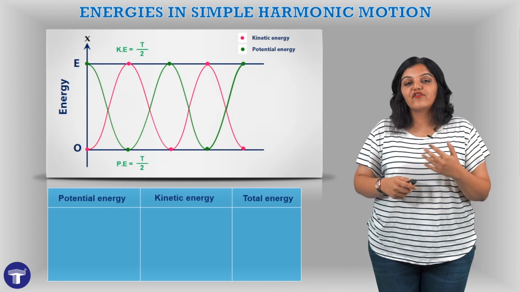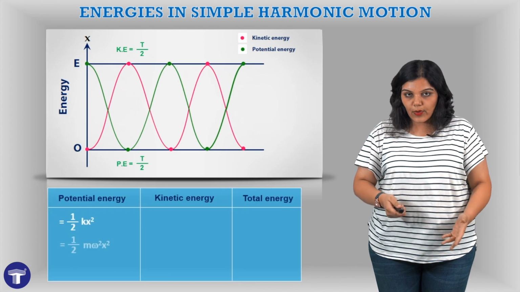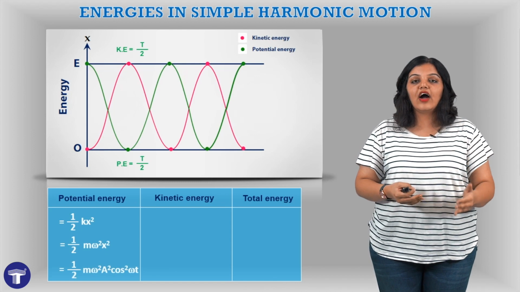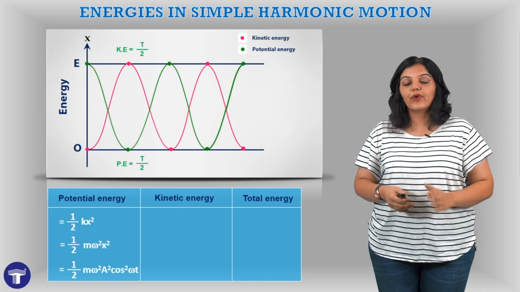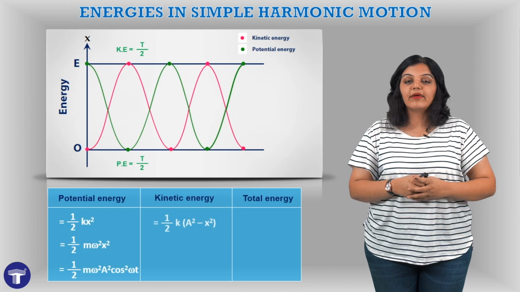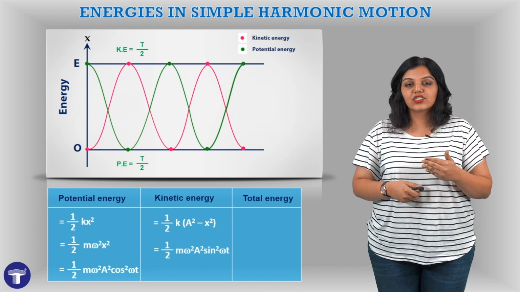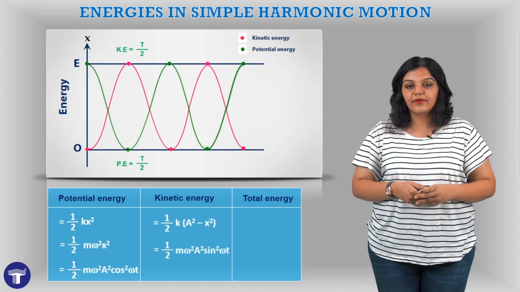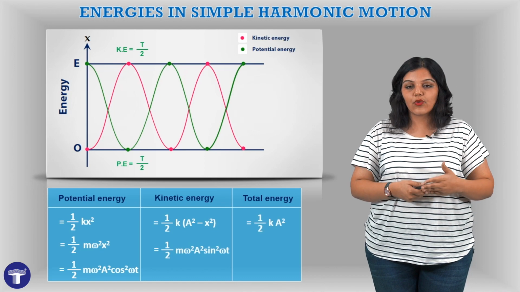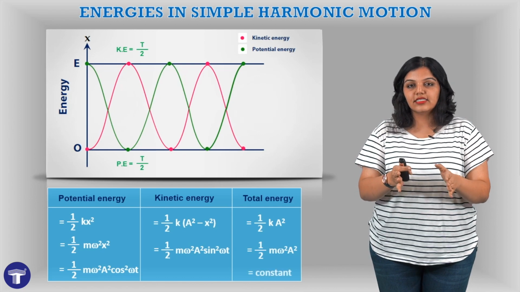Finally, I want to just write down the formulae for all the three energies. The potential energy is given by half kx square. This is equal to half m omega square x square, which can also be written as half m omega square a square cos square omega t. The kinetic energy, on the other hand, will be half k a square minus x square, or we can write it as half m omega square a square sine square omega t. Finally, the total energy, which is the sum of the potential and kinetic energies, will be half ka square, which is equal to half m omega square a square, which we just said will be a constant for a particle in simple harmonic motion.